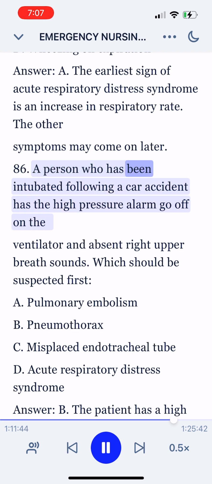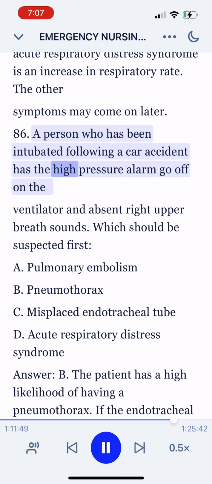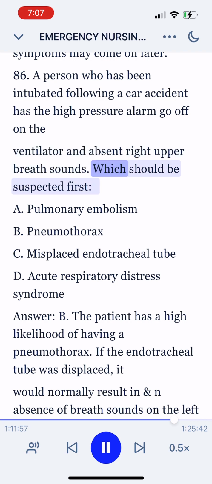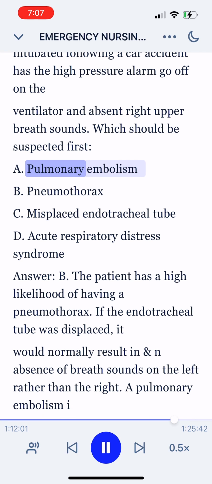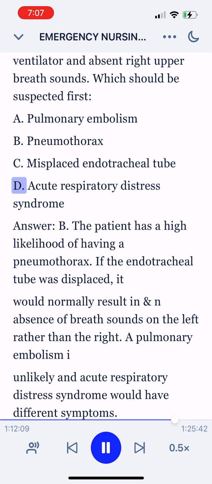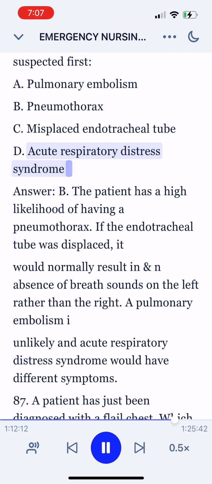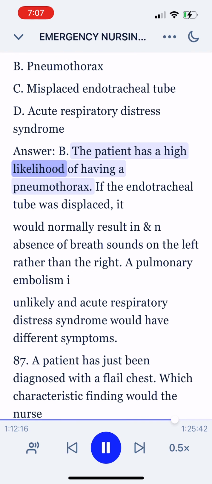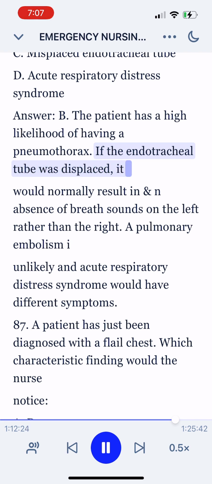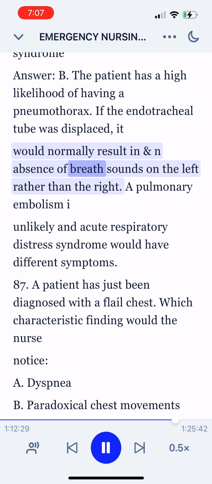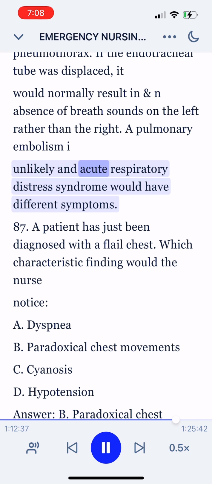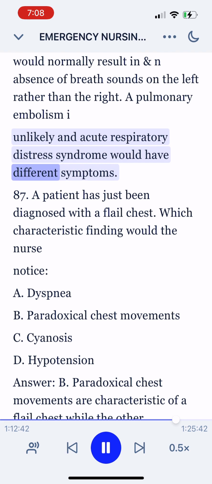86. A person who has been intubated following a car accident has the high pressure alarm go off on the ventilator and absent right upper breath sounds. Which should be suspected first? A. Pulmonary embolism. B. Pneumothorax. C. Misplaced endotracheal tube. D. Acute respiratory distress syndrome. Answer B. The patient has a high likelihood of having a pneumothorax. If the endotracheal tube was displaced, it would normally result in an absence of breath sounds on the left rather than the right. A pulmonary embolism is unlikely and acute respiratory distress syndrome would have different symptoms.